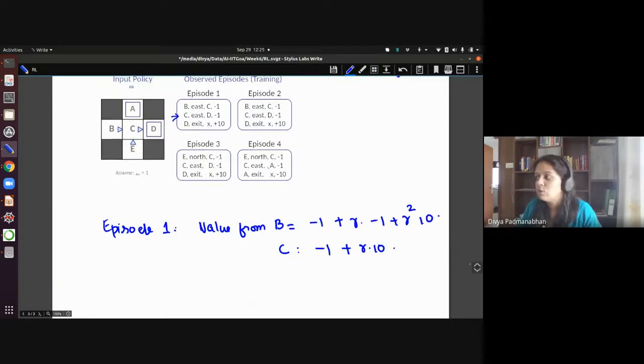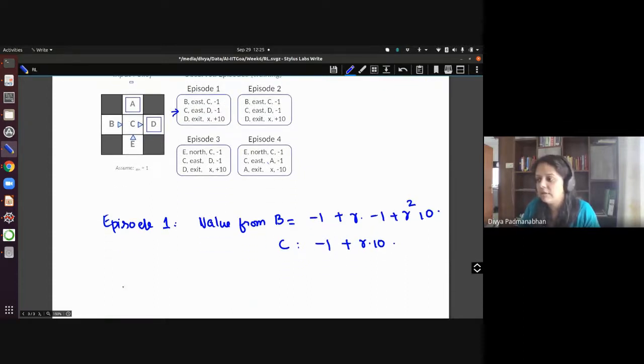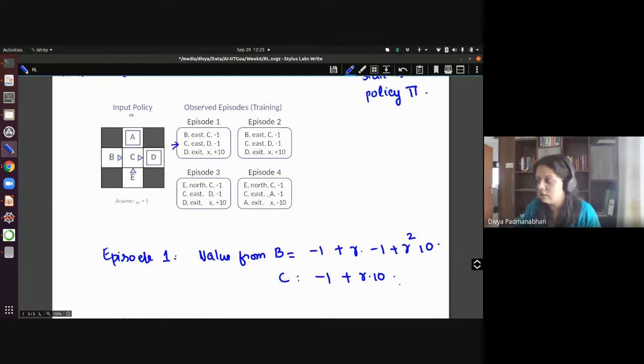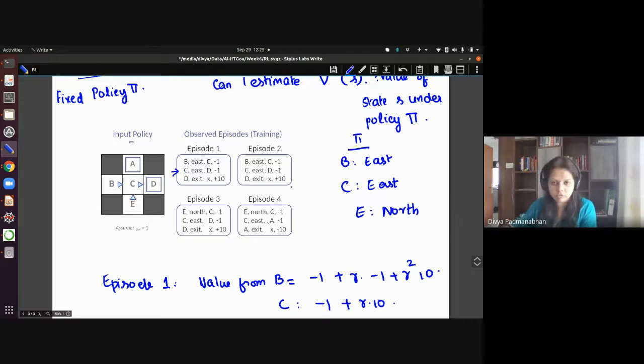So I have some information here. Now, can you tell me what would be an estimate for the value of B? What this data actually is, is a policy pi. In this case, the policy pi is what is given here. From B, I'm going to go east. From C, I'm going to go east. And from E I'm going to go north. This is the policy, and what I have with me is some runs of this policy, and whatever rewards I got.